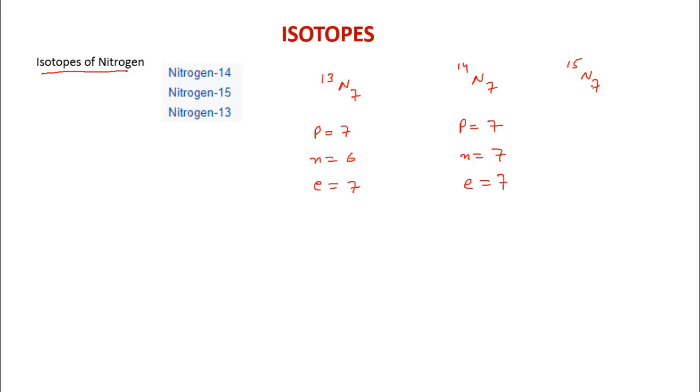Nitrogen atomic number 7, atomic mass is 15. So that means the number of neutrons here will be 15 minus 7, that is 8. 7 protons, and electrons again equal to the number of protons, that is 7. So we find again the difference in the number of neutrons, and because of the difference in the number of neutrons, the nucleon number here is different.